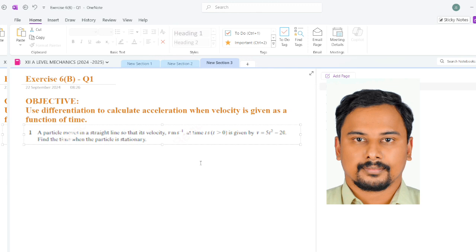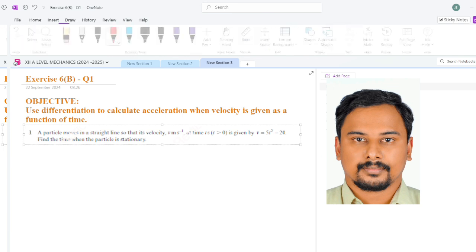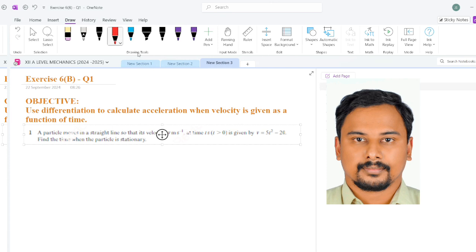What is the main objective of this exercise? In the previous one, 6A, we used differentiation to calculate the velocity when displacement is given as a function of time. But here, we use differentiation to calculate acceleration when velocity is given as a function of time. You can find here the velocity of an object, so please note down the given quantities first.